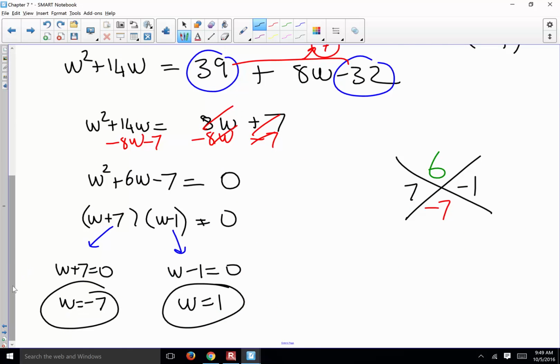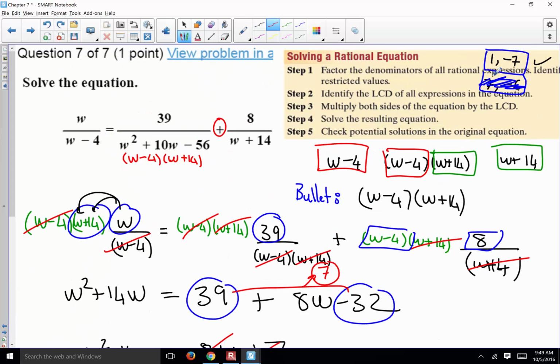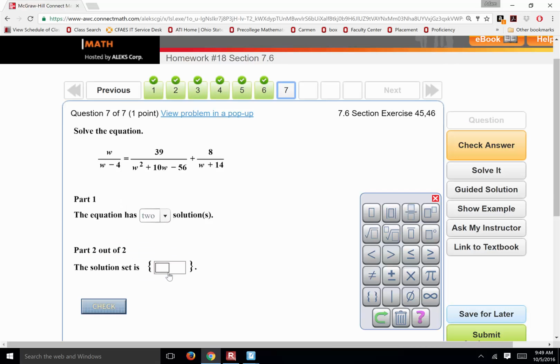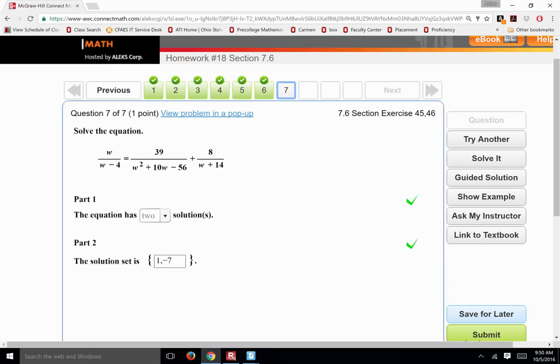Oh, I forgot to test these. Let's test. Can -1 or -7 make these denominators 0? No, this is safe, this is safe, this is safe, this is safe. None of these numbers can make any denominator 0. So these are not restricted. They are solid values. We will just enter that here. Okay.